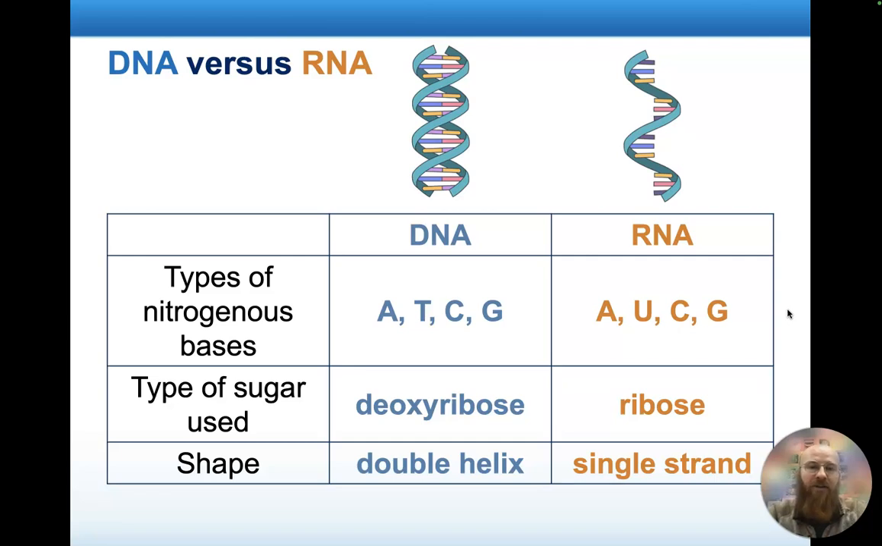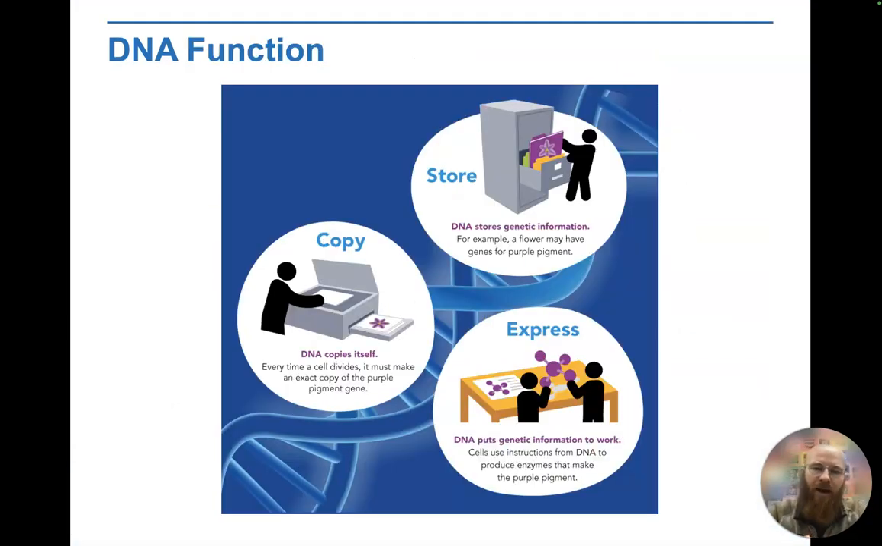And then the shape, we have a double helix. You can see that up top, kind of like a twisted ladder. And then a single strand of RNA, and those bases are all exposed. And finally, we want to make sure that we are perfectly clear on what this structure allows in terms of DNA's overall function. And so remember that DNA can do three big things.